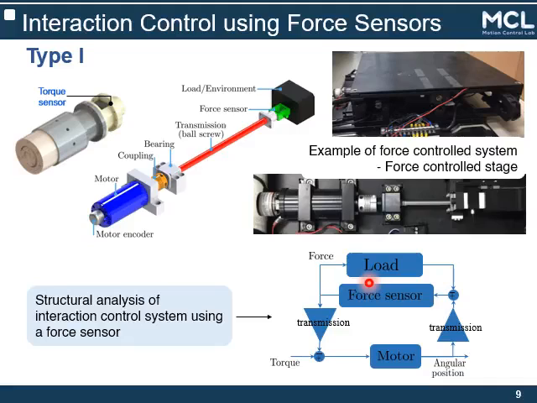the relationship among them. The motor motion is transmitted to the load through the transmission and the force sensor. The interaction force from the load is transmitted to the motor side also through the transmission. The force sensor can measure this transmitted force between the transmission and the load.